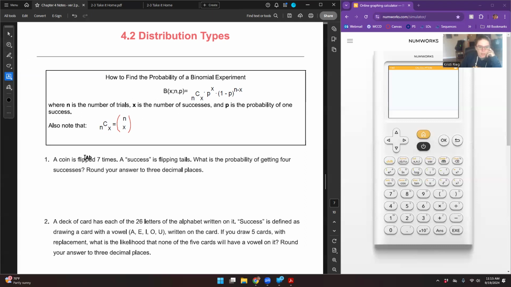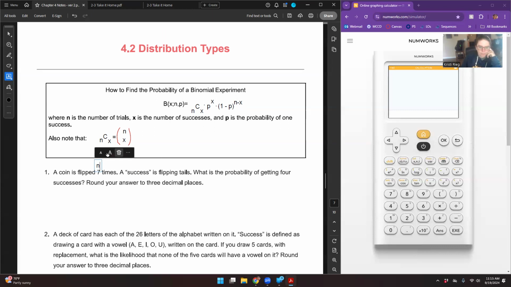So let's try this first. It says a coin is flipped 7 times. So N is 7. We have 7 trials here, just flipping it N times. The success is flipping tails, and it doesn't tell us the probability, but we've done heads and tails before. So for this one, the probability of heads is a half, tails is a half. And what is the probability of getting 4 successes? That is going to be our X, the number of successes. So the question is asking for the probability of X.